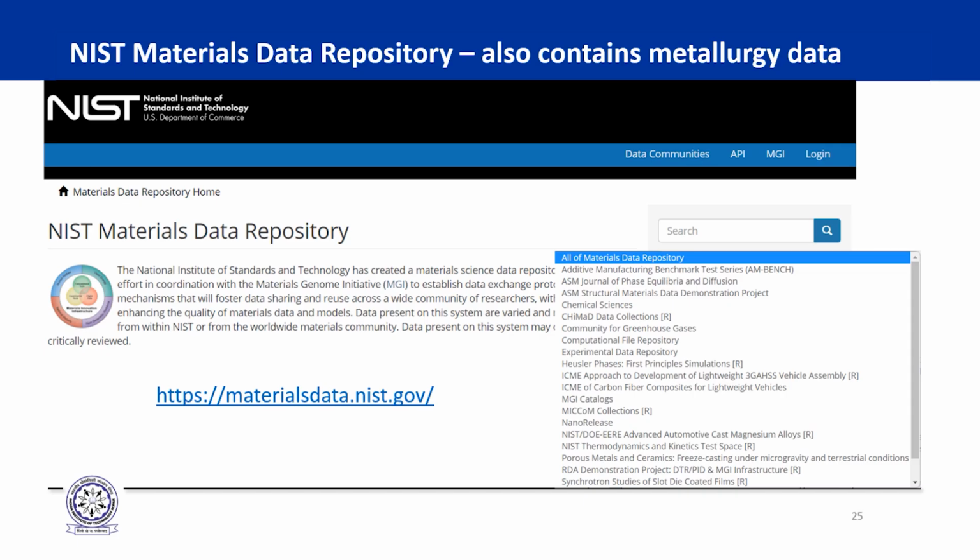A lot of the databases that we had talked about earlier were catering mainly to inorganic compounds and intermetallics, whereas in this NIST type of database, you will also have a lot of information related to alloys. So if you are a metallurgist, this might be a very useful database to look at.